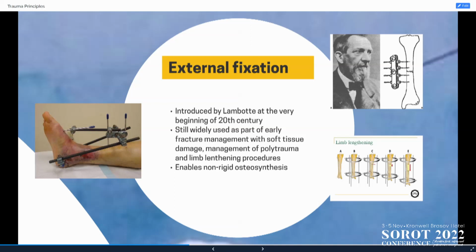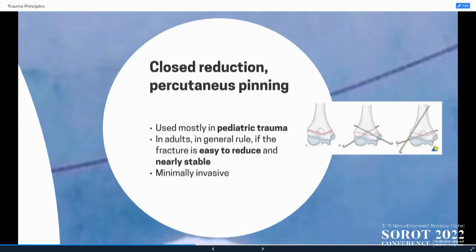External fixation was introduced by Lambotte at the very beginning of the 20th century. It's still widely used as part of early fracture management with soft tissue damage, management of polytrauma, and limb lengthening procedures. It enables the non-rigid osteosynthesis.